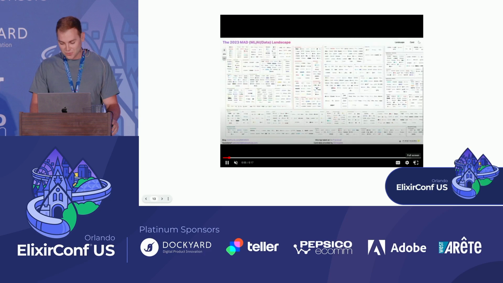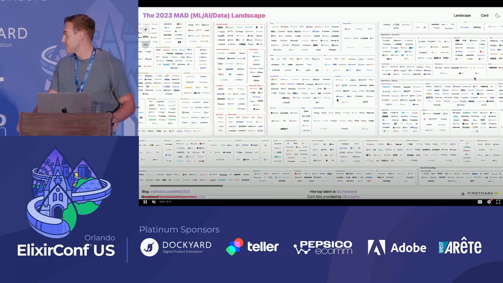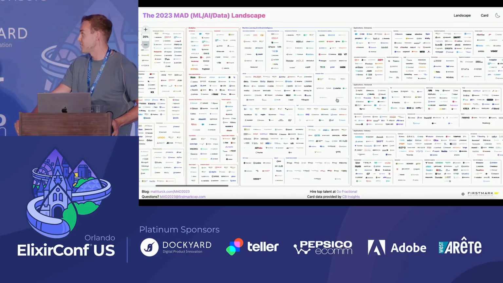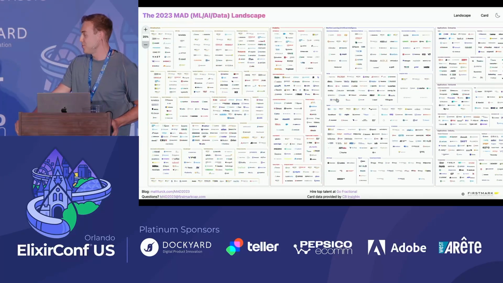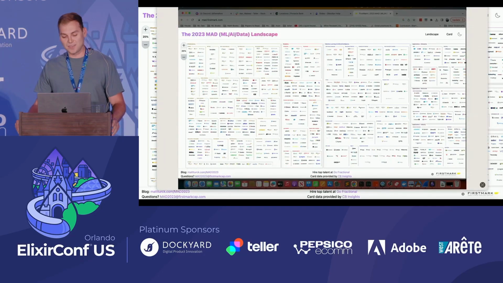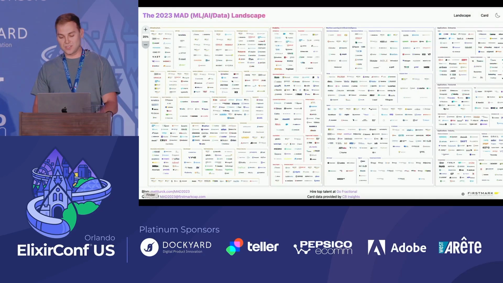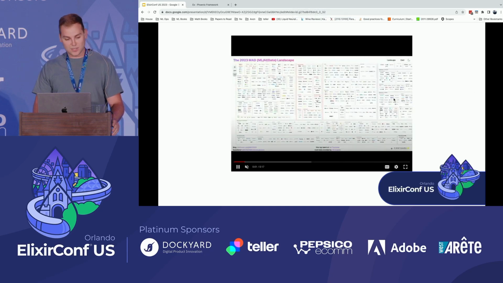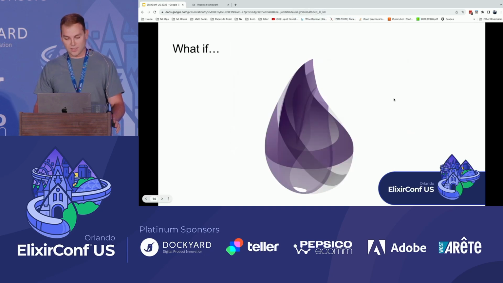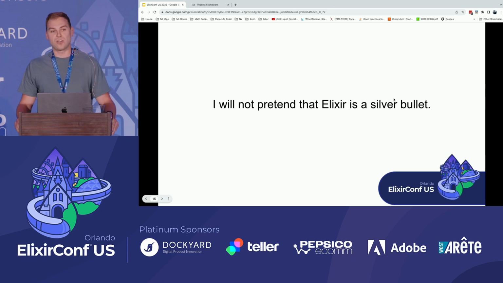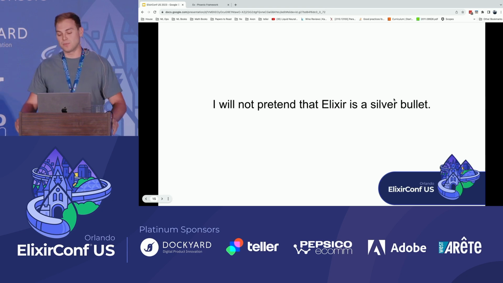I apologize for how small the text is, but that is kind of intentional because this is a graphic that demonstrates what the current machine learning, AI, and data landscape is. And you can see it is like a massive hodgepodge of tools for different applications and different things you can do. But what if we could take this stack and we could simplify it into this? Now, I'm not naive enough to say that you can solve all of your machine learning and AI and data science problems just with Elixir.